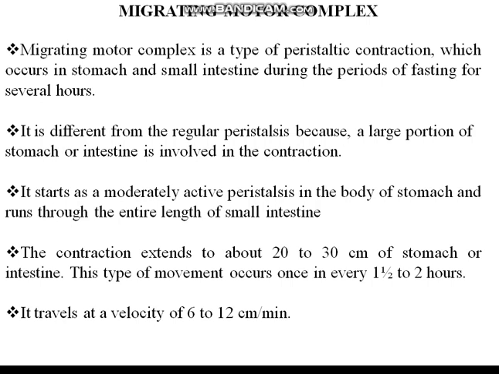And that's why it starts moderately as an active peristalsis in the body of the stomach and runs through the entire length of the small intestine. It could extend to about 20 to 30 centimeters of the stomach or intestine, and it travels at a velocity of 6 to 12 centimeters per minute, occurring every 2 hours.